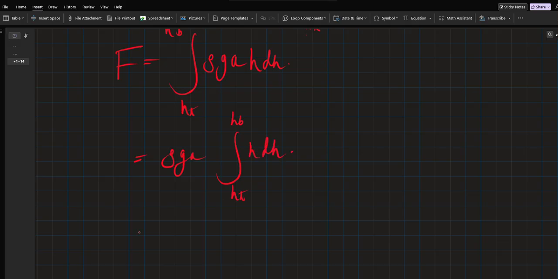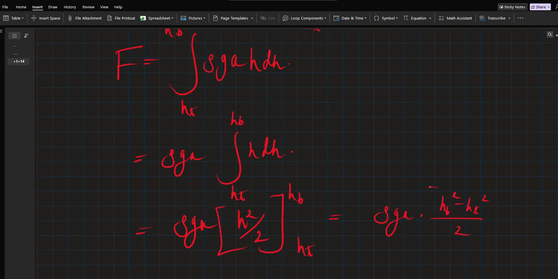Right. Now the integration of H DH will be H square by 2, and the limits are H from HT to HB. Now rho G A times, putting the limits, it will be HB square minus HT square by 2. And you already have all the values. We know the value of HB, it's around 4.15. This value is around 3.85. We know all the values. So after putting all these values, we'll get the value of force in Newton. So that is our final answer.